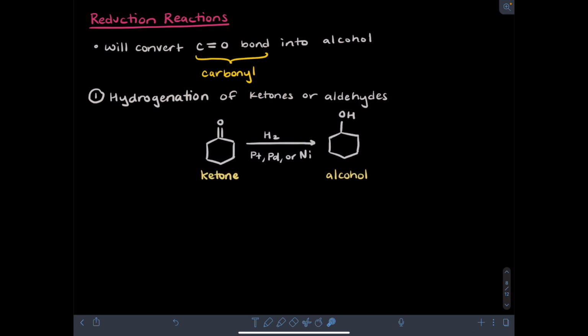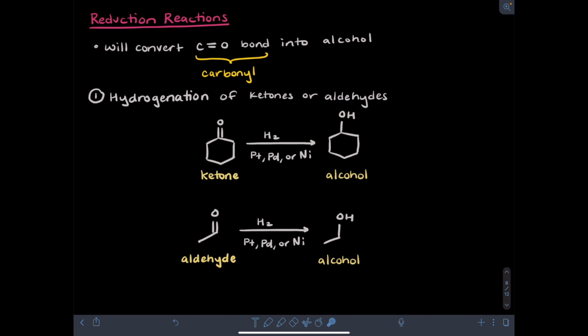A ketone specifically has a carbonyl attached to 2 other carbons, and ketones can be reduced to alcohols by adding hydrogen in the presence of a metal catalyst, either platinum, palladium, or nickel. This reaction adds 1 hydrogen to the carbon of the ketone and another hydrogen to the oxygen of the ketone, which converts this molecule into the alcohol.